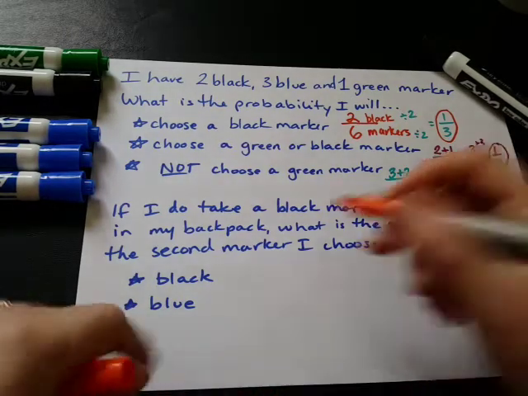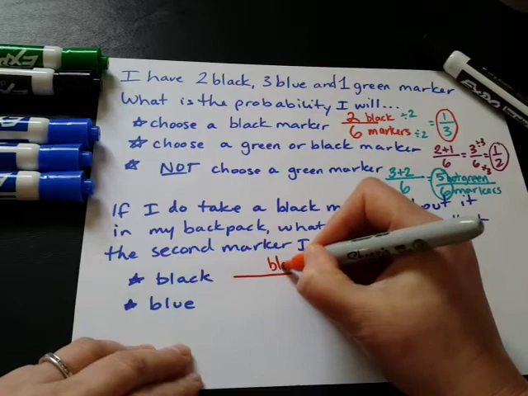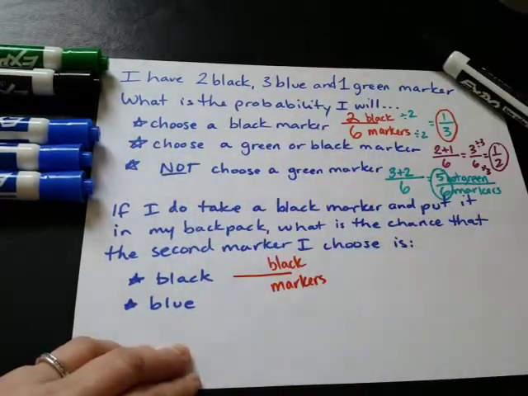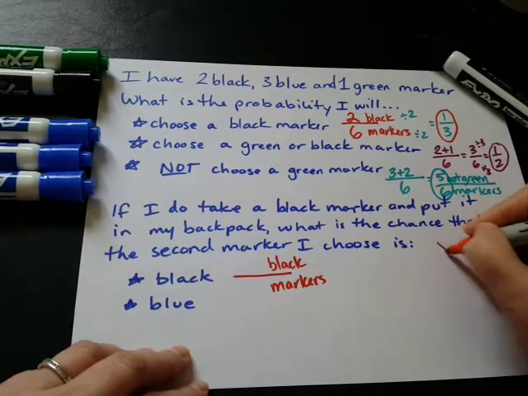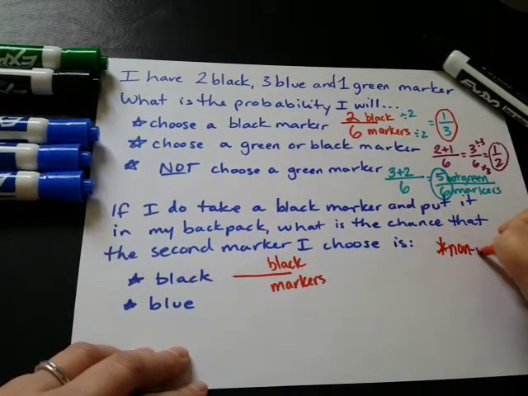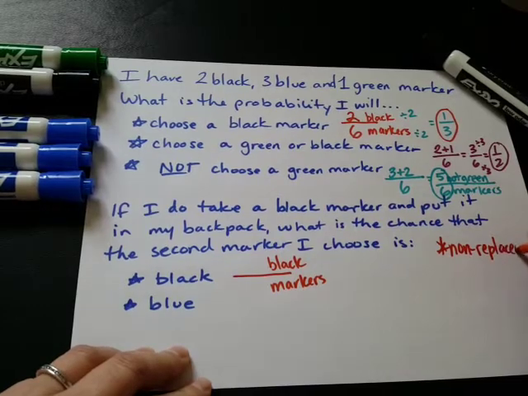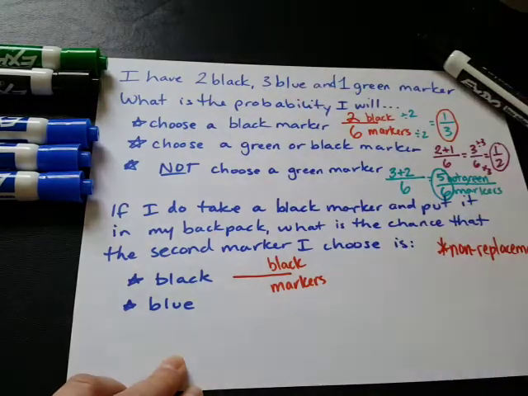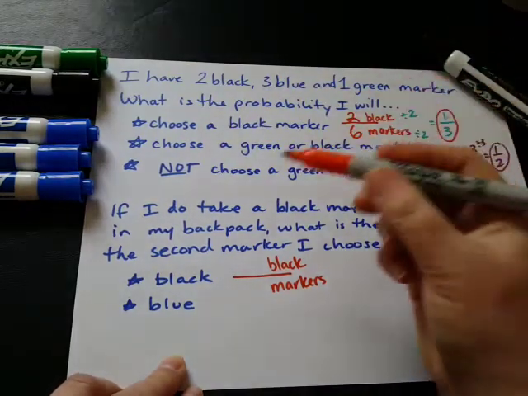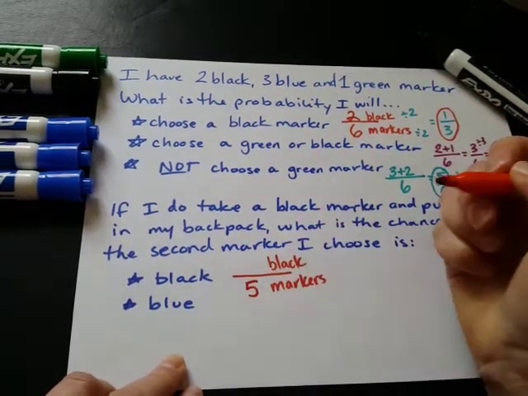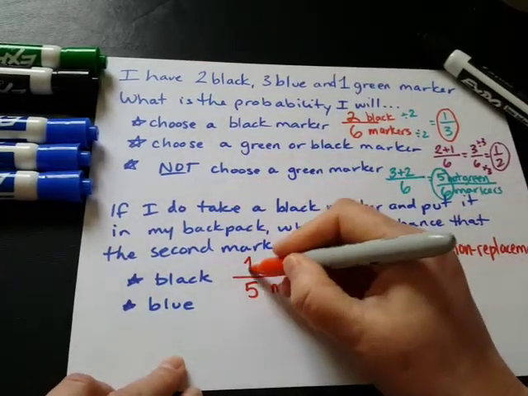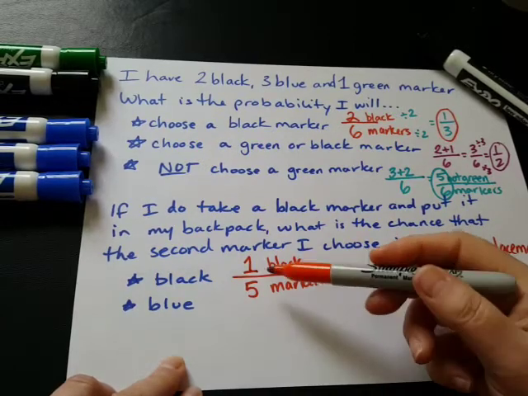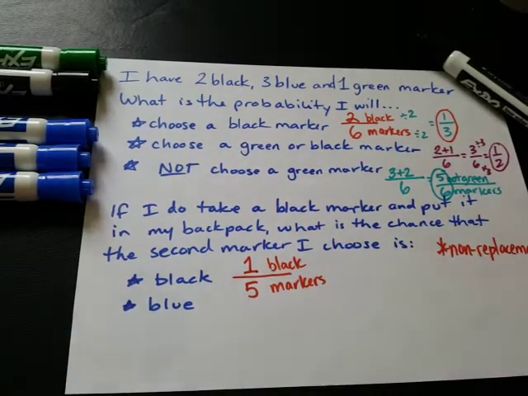We're going to set that up and ask ourselves, how many black are there? How many markers are there still? So I've taken one out, and this question is talking about non-replacement. It's not that I used the marker and then I put it back in the pile. I didn't. I kept it separate. So there's only 5 markers left in the pile, and of those markers, there's only 1 that's black. So for the second marker, it's a 1/5 chance of getting black.